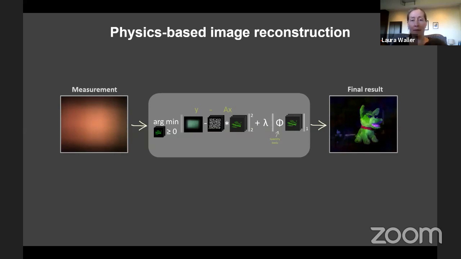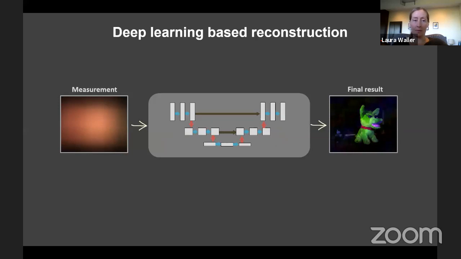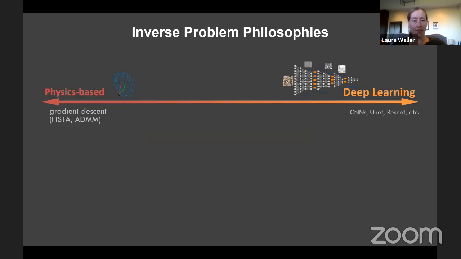Put in your measurement, pop out the final result. So the other way to go about this that's becoming popular is to think about deep learning approaches. So let's forget all the physics that we know, do a whole bunch of training on measurements and images, and then train a network to learn the physics so that you can put in your measurement and pop out your final result.